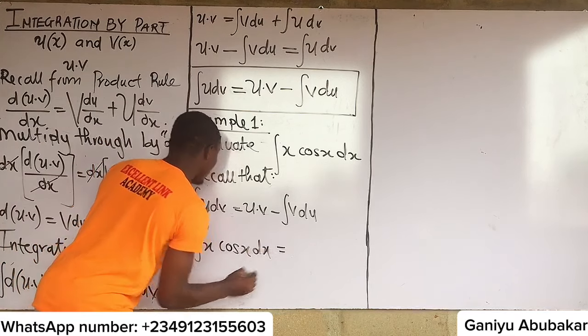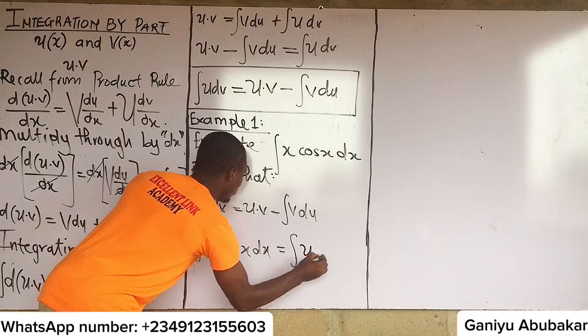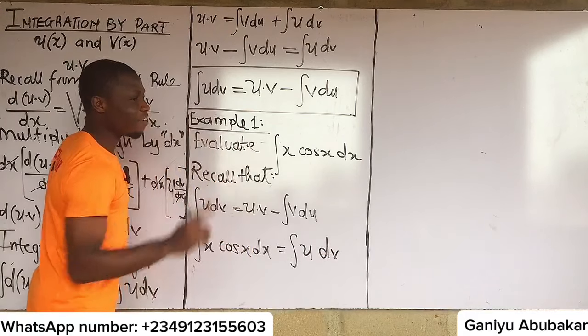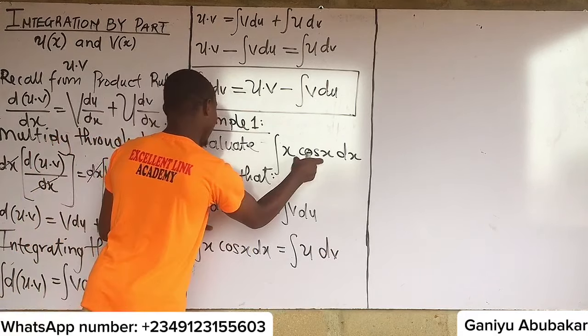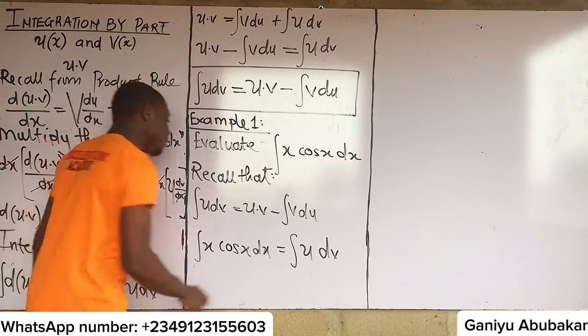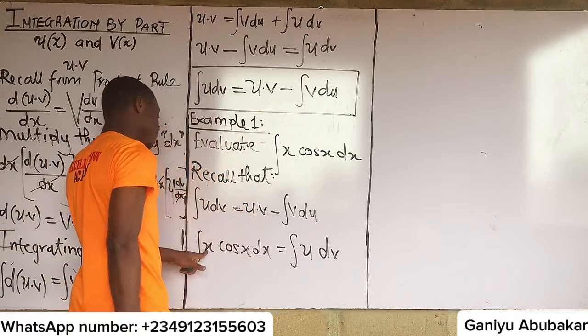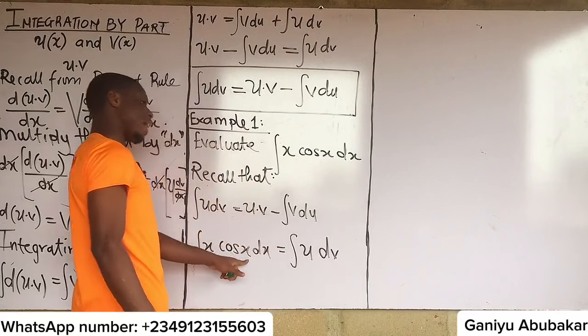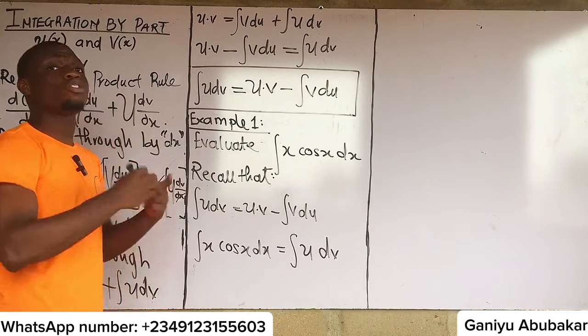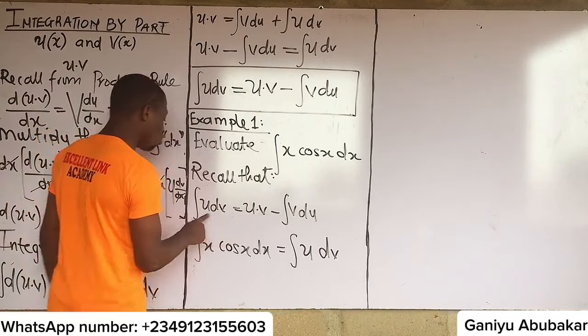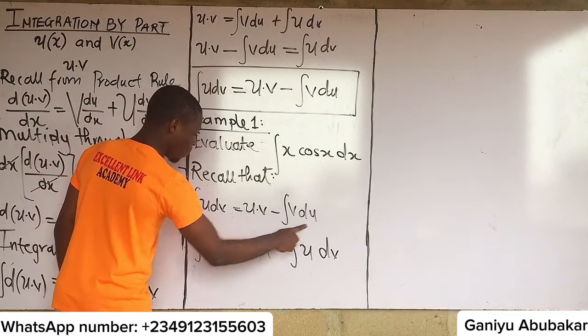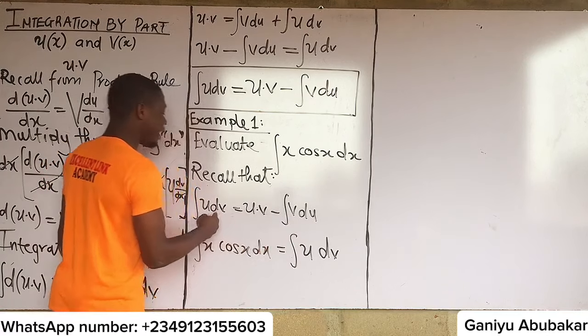Compare this to be equal to the integral of u dv. Observe, please. Compare this question here with this one here. It means that my u will be x, my dv will be cos x. So when it comes to integration by parts, I need to know u and du. I need to know v and dv.